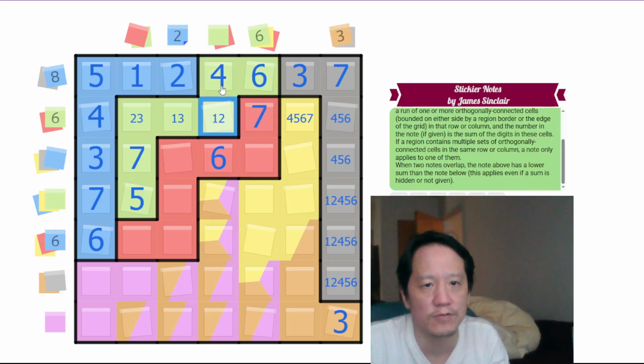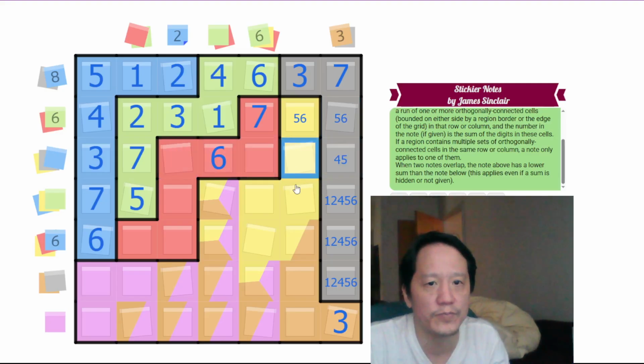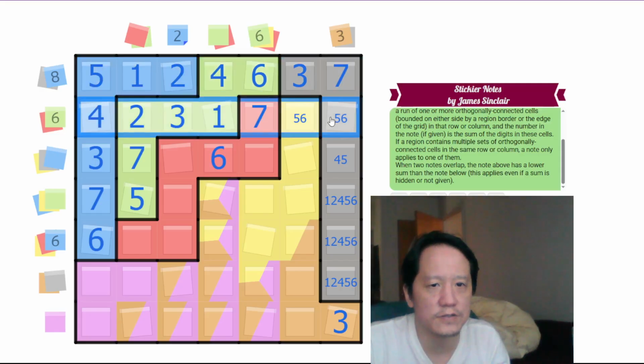This is greater than green, so this is 1, 3, and 2. No 4, 7 here, no 4 here, it's 5 and 6. No 6 here because of 6 in the row. So 2, 3, 1, 7's greater. So this is done. This is done.